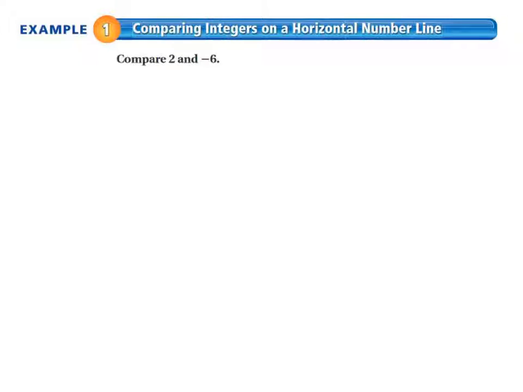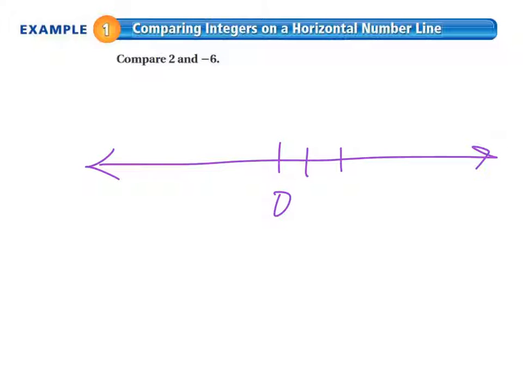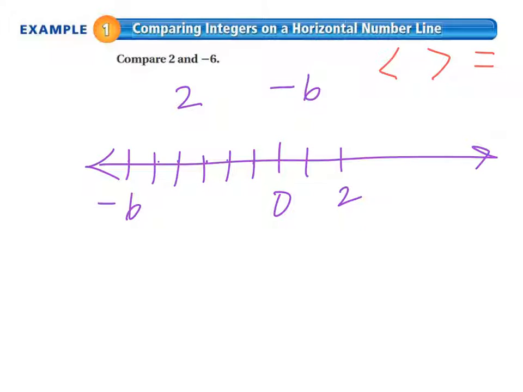Example 1. Compare 2 and negative 6. So I'm going to draw a number line, and I put 2 on there, and negative 6. So I want negative 1, negative 2, negative 3, negative 4, negative 5, and negative 6. I'm going to write these numbers down, and I'm going to decide whether I'm going to put a less than, greater than, or equal to on here. Well, negative 6 is to the left, and 2 is to the right, so 2 is greater than negative 6.